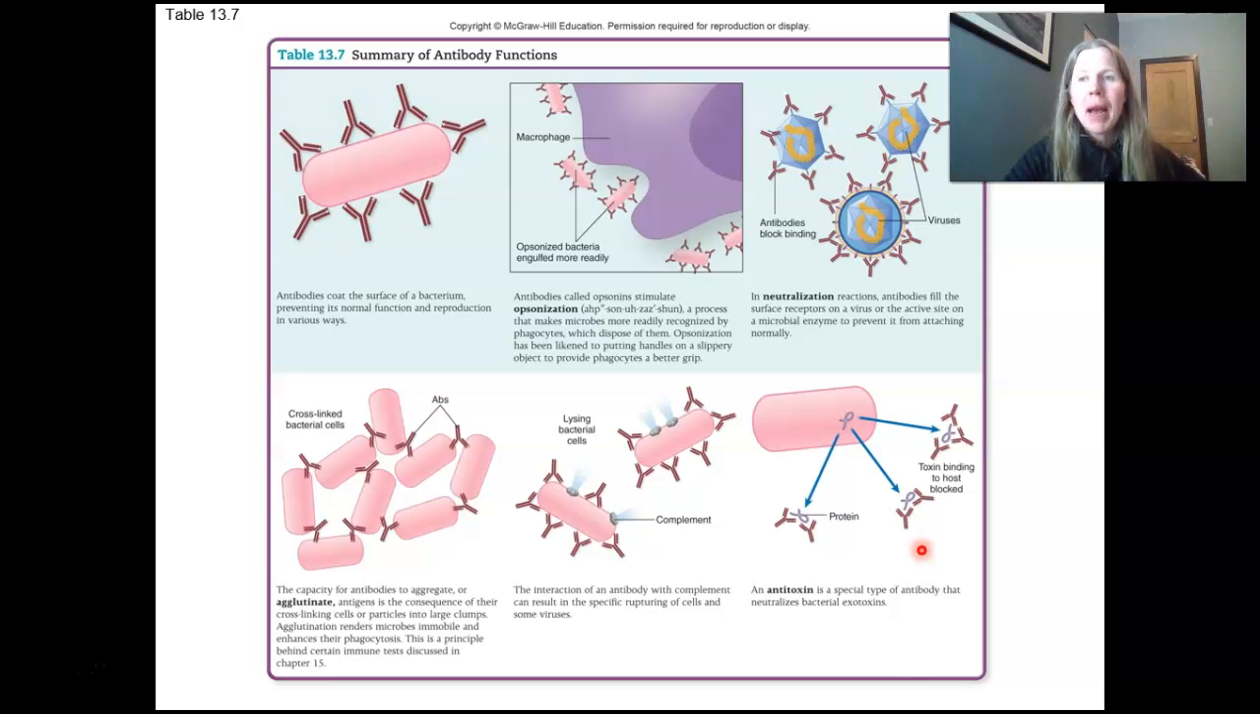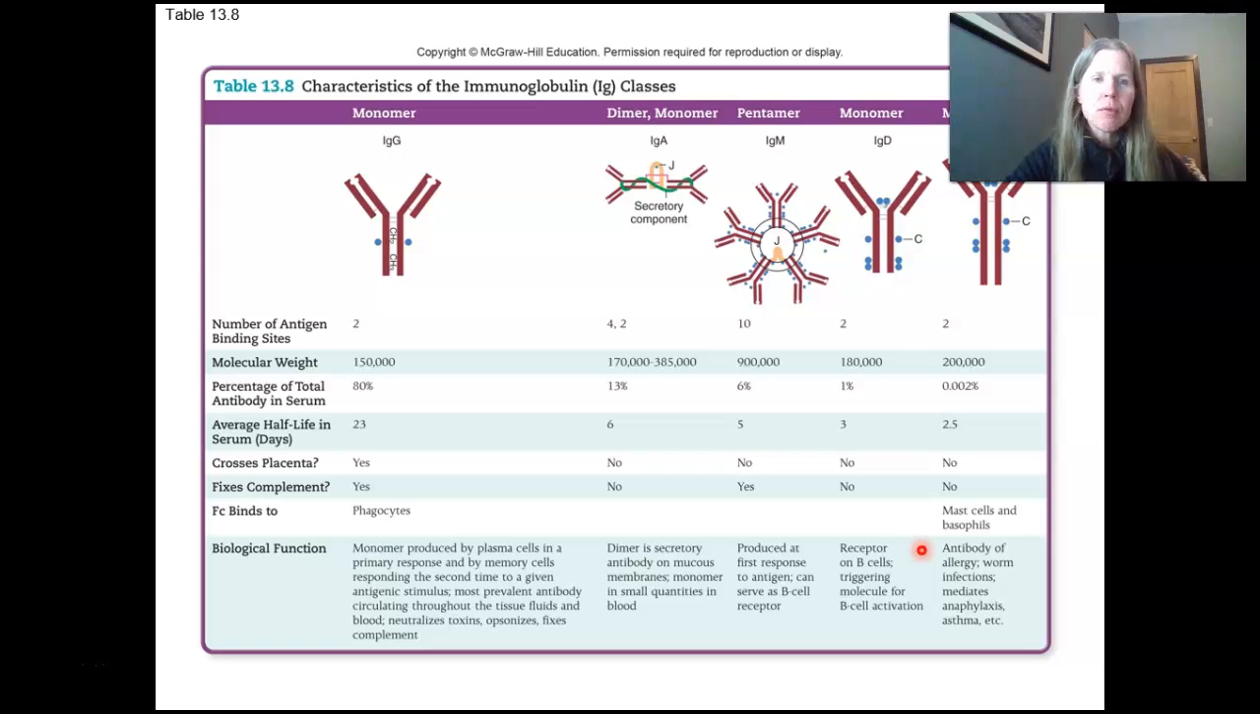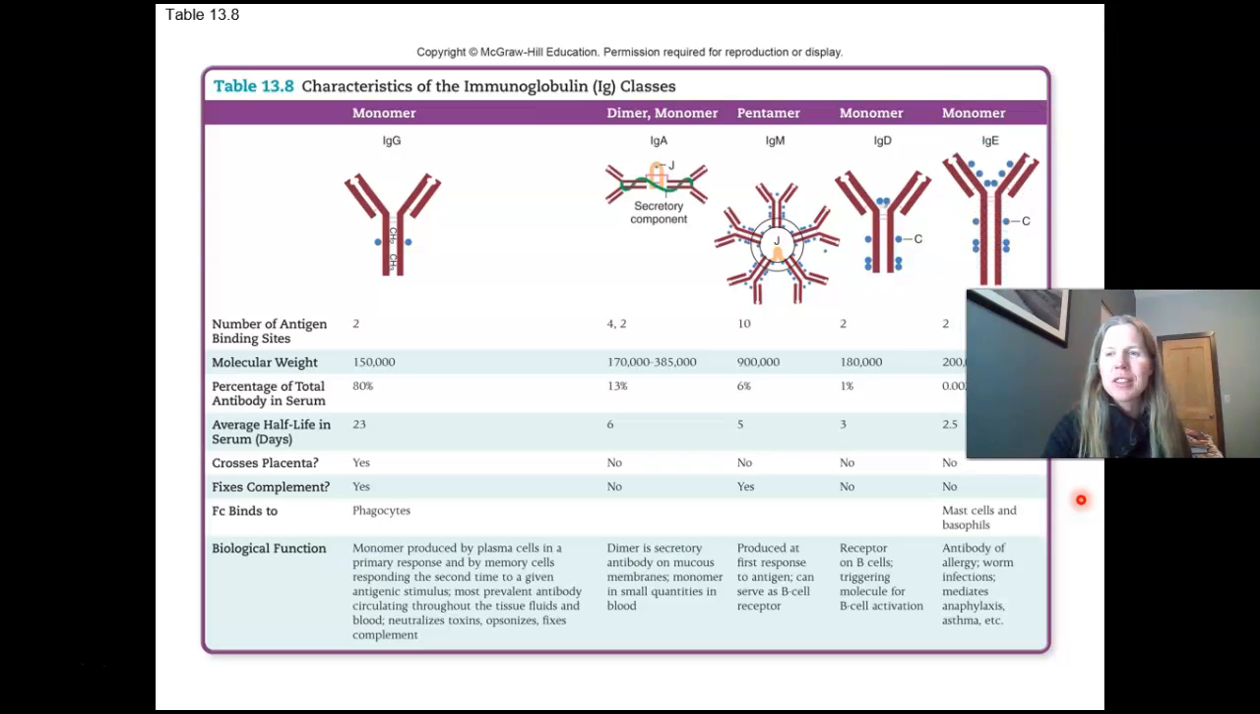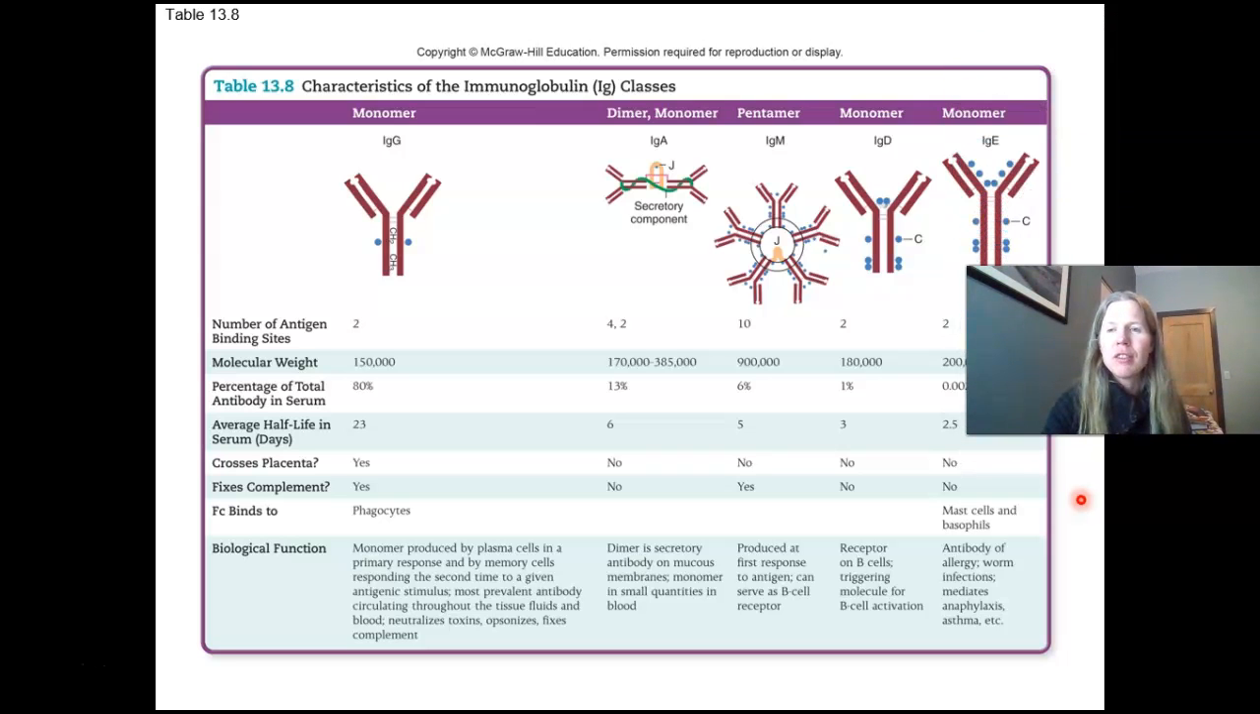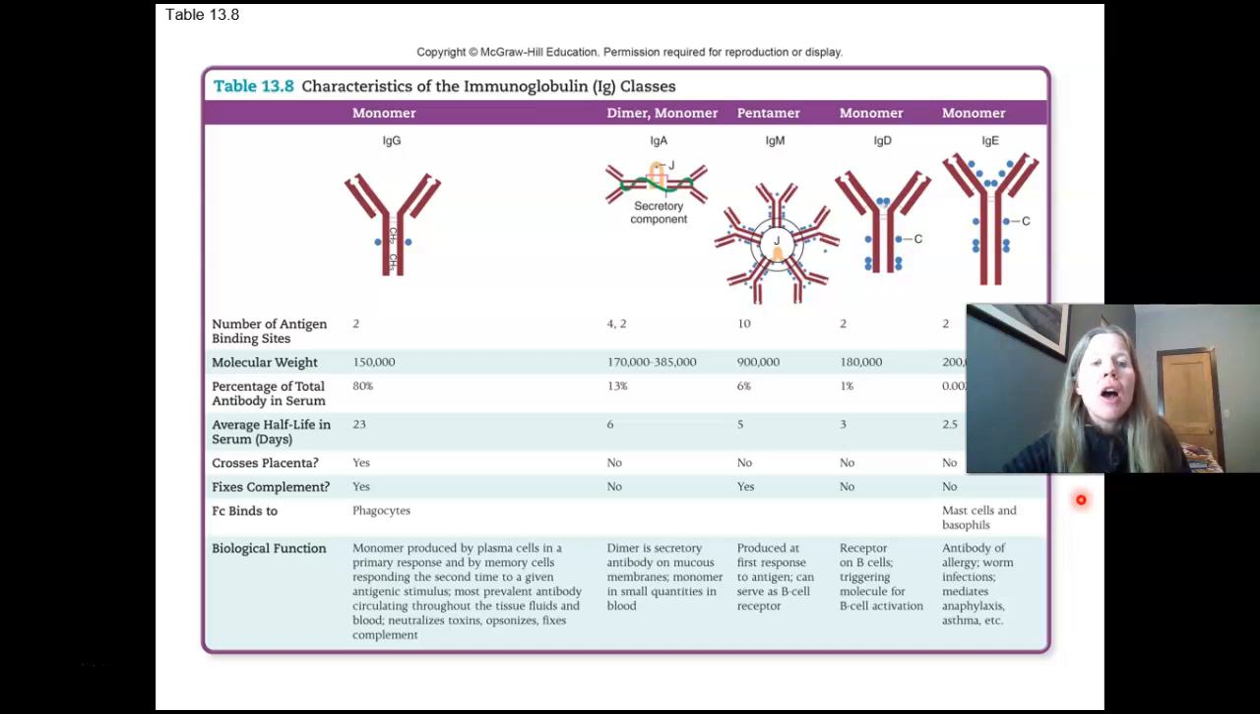So think about these mechanisms, like the way antibodies actually work. And I think that's actually way more important than knowing all the ins and outs of these different types. But I do want to show you this. So there are 5 different classes of antibodies.